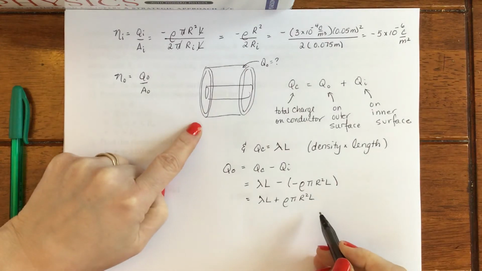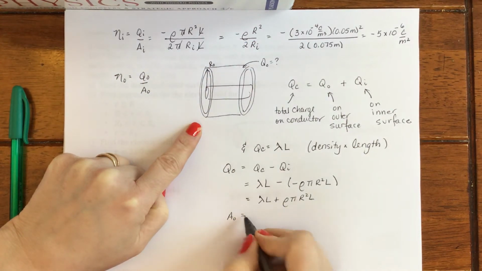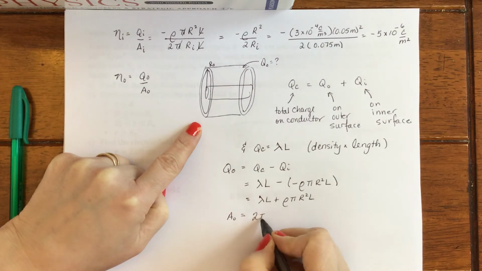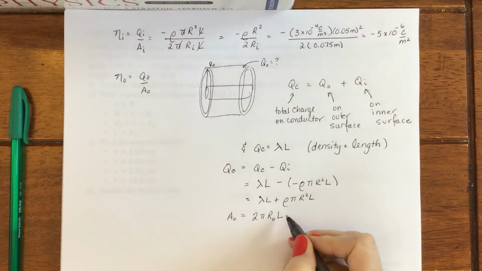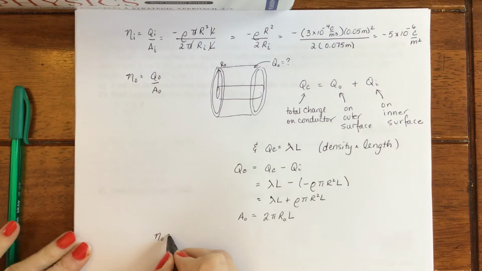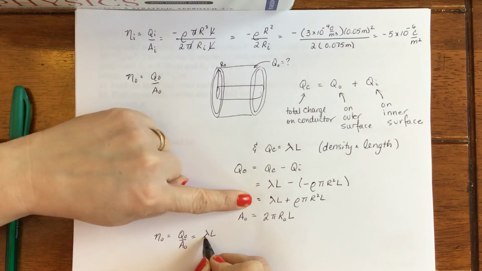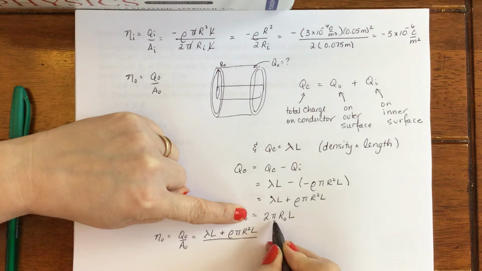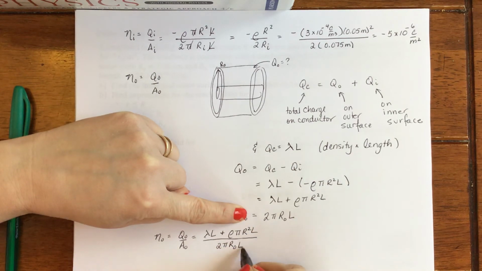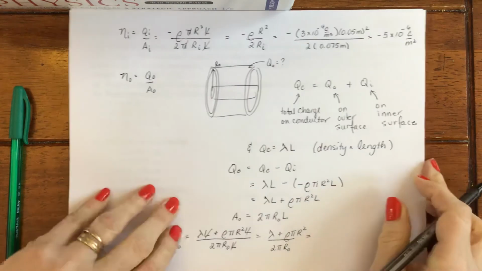And our area of our outer surface, so this has a radius of r for the outer surface. So the area of the outer surface is equal to 2 pi r for the outer surface times the length. So there's the area for the outer surface. So let's put these things together to find the total charge density on the outer surface. So our charge is lambda times L, so that's our charge density on the conducting shell, plus rho pi r squared L, that's the charge on the inner surface, divided by 2 pi r o L. So our L's cancel. We're left with lambda plus rho times pi times r squared divided by 2 pi r for the outer surface. We can plug in our numbers here.